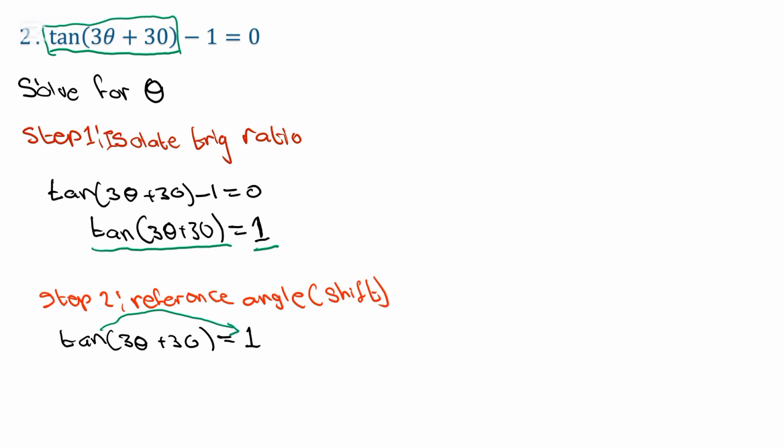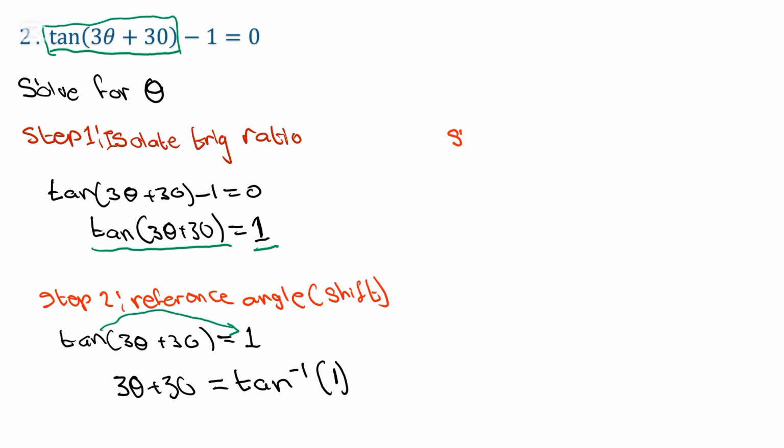So you take your tan to the other side, then you have 3 theta plus 30, which is equal to, now you do your reference angle where you press shift and tan, then it will give you tan negative 1 of 1. So now you have done your reference angle shift. Now you come to your part 3.